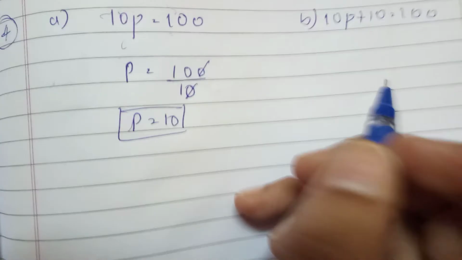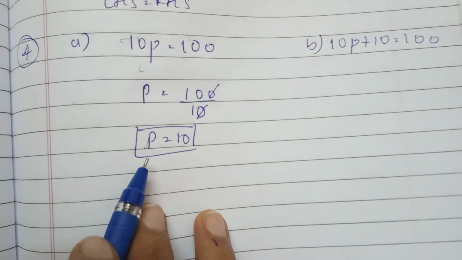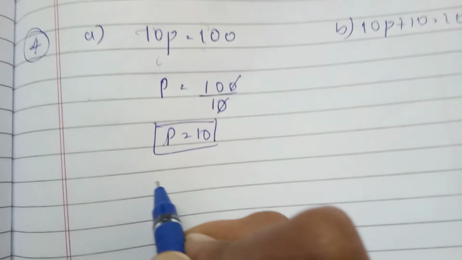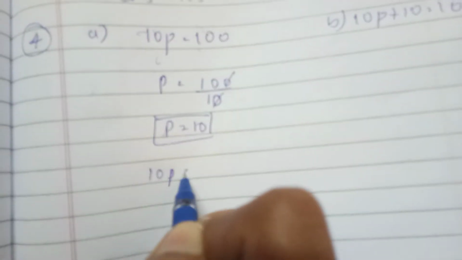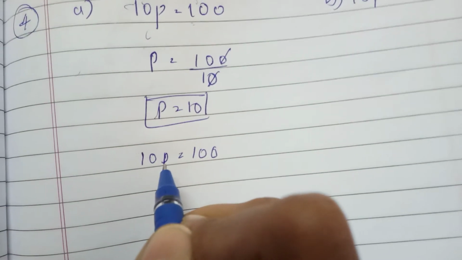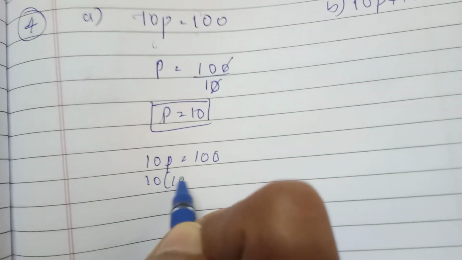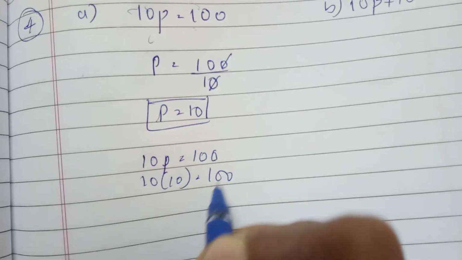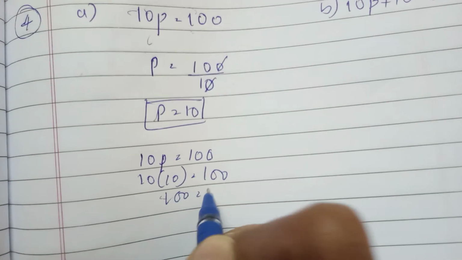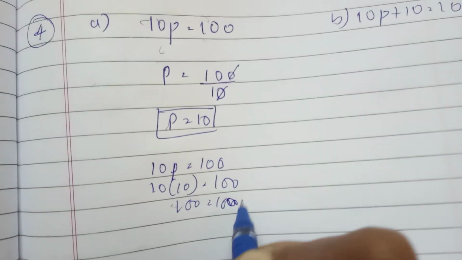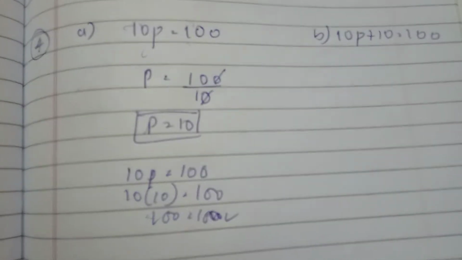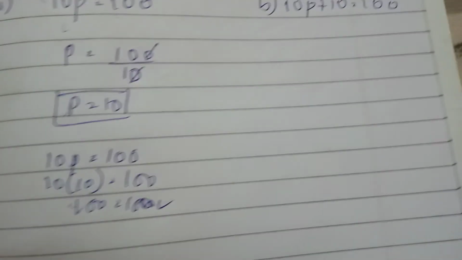So they have given only solve the equation. So I solved the equation, P equal to 10. If I verify also, you should get the same answer. So 10P is equal to 100. If I put 10 in the place of P, so 10 tens are 100. 100 is equal to 100. So verified.